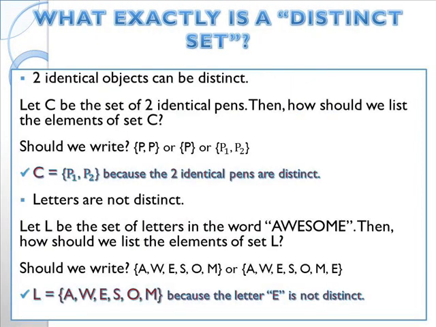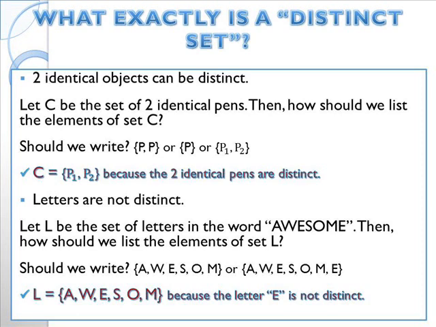Now let us understand what exactly a distinct set is. Well, contrary to the popular belief that only different objects can be distinct, two identical objects can also be distinct. Let C be the set of two identical pens. Then instead of listing the elements of set C as P, P or a single P, we will write P1, P2 because the two identical pens are distinct.